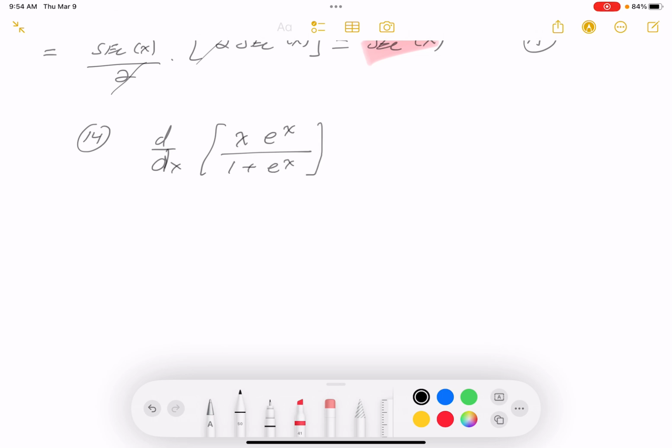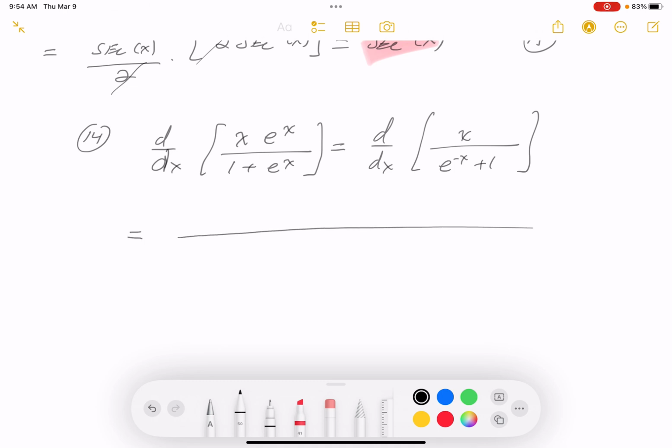Well, just to make life a little bit easier for me, and again, it may not make it easier for everyone, I'm going to divide top and bottom by e to the x. So I'm going to put down d/dx. This is going to be x. And what would you get over here? You'd get e to the minus x plus 1. Now, grant that it may not make it easier, but I just feel like doing that.